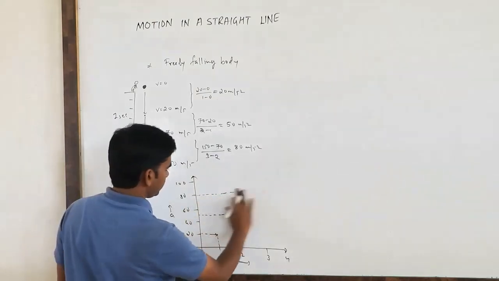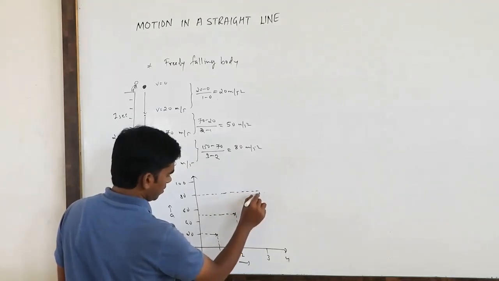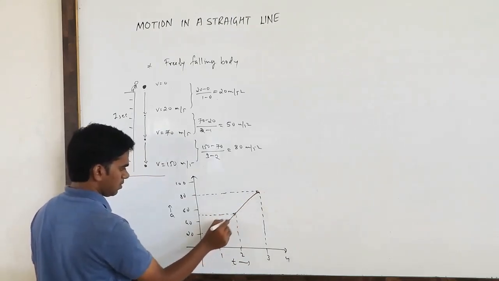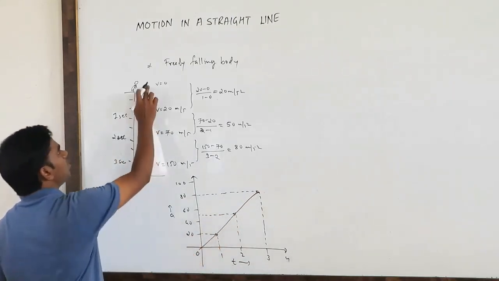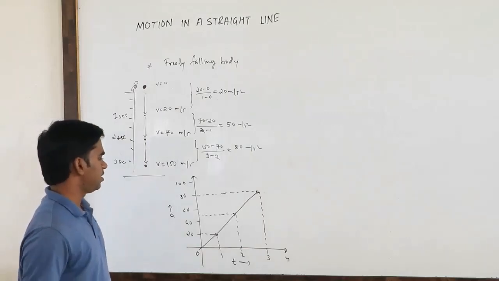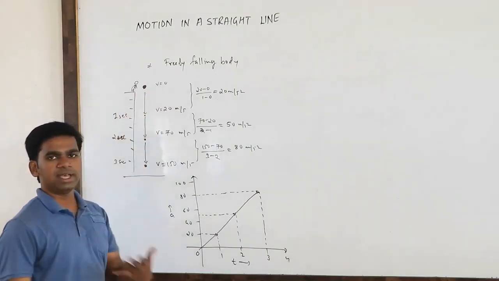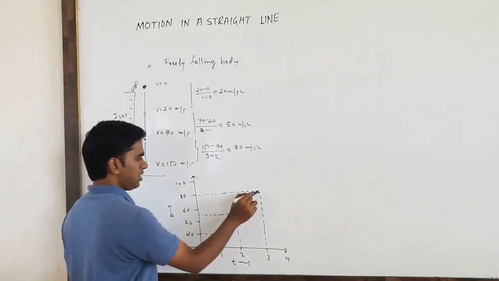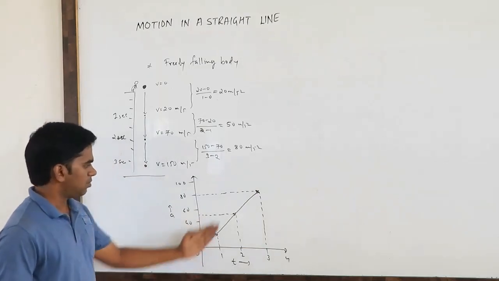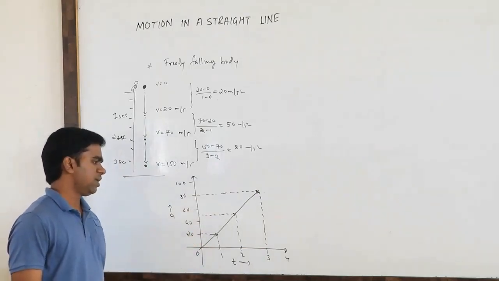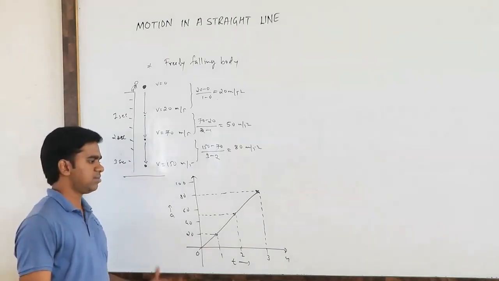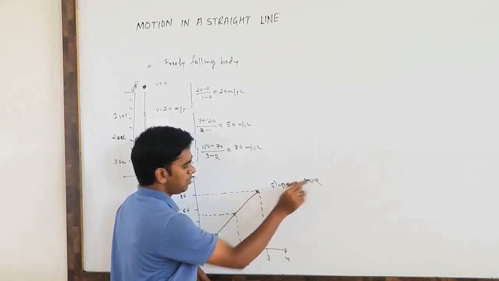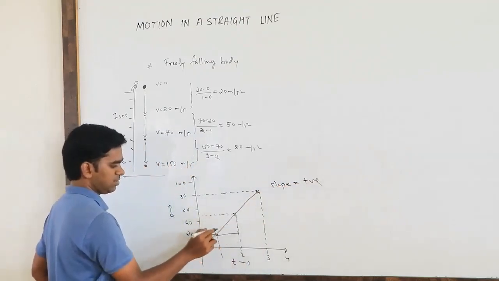So this is 80. If you just join them, here it was 0 when it was in your hand. When you drop it, velocity goes on increasing as it reaches the ground. That is how you are getting a line which is passing through the origin. You can calculate the slope also here. You will get some positive slope, which means some positive jerk. So the slope will be positive here.